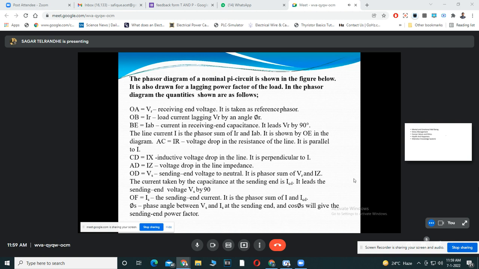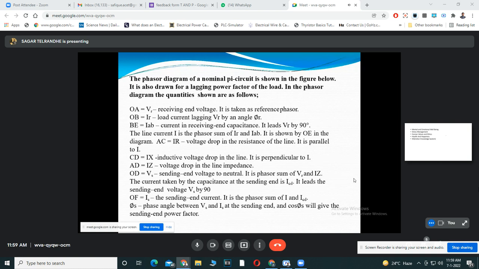Now, we can see that AC is equal to IR, which is the voltage drop in the resistance of the line, and it is parallel to I. Then we have the phasor CD, which provides us with the inductive voltage drop in the line, and is perpendicular to I. Then we have another phasor AD, which is the voltage drop in the line impedance.